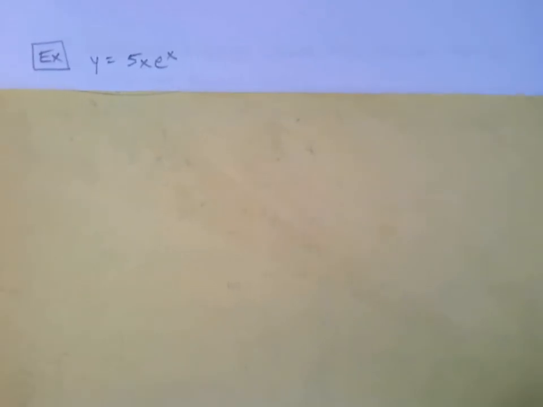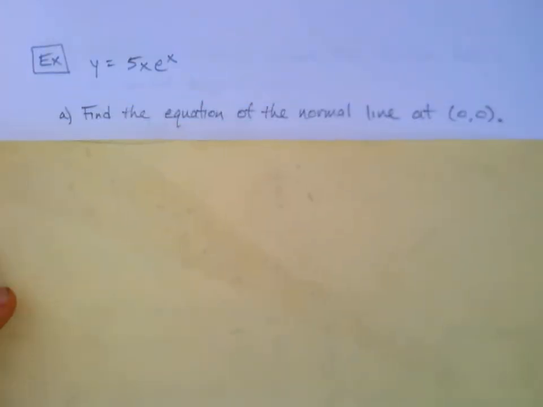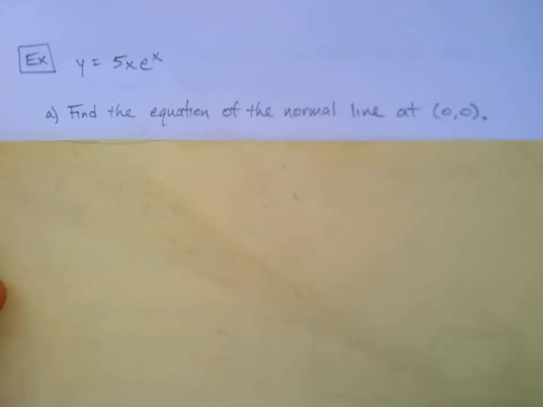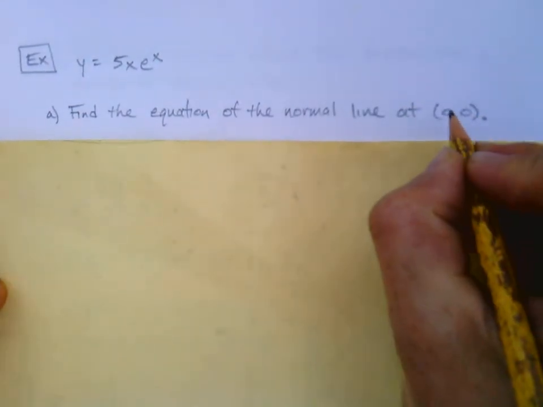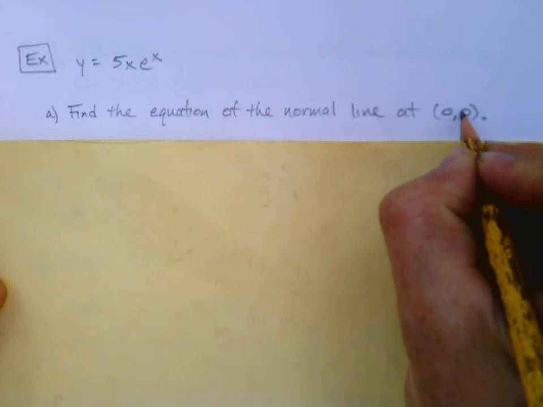Okay, moving on. What do we have next? Let's take a look at this function. y equals 5x e to the x. What are we going to do with that? Part A. Hey, it's the normal line. Let's find the equation of the normal line at the point (0, 0).